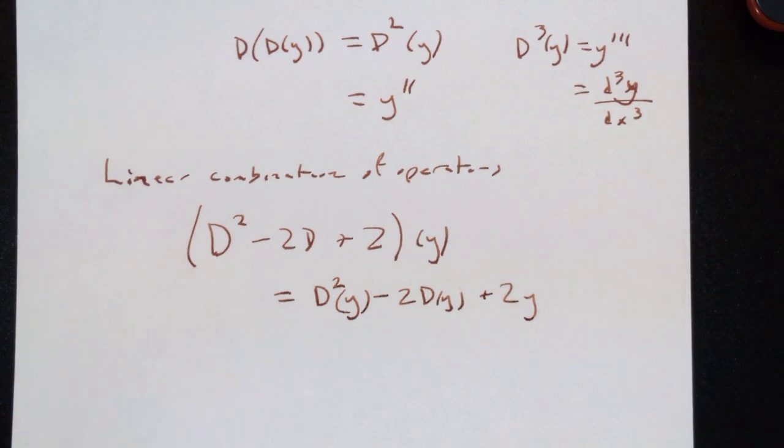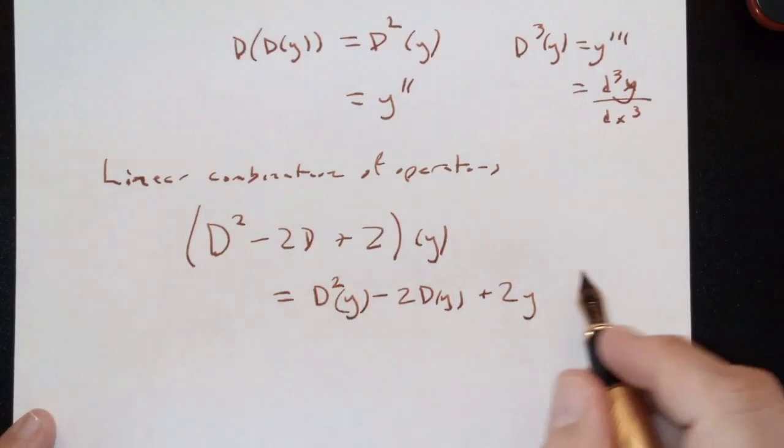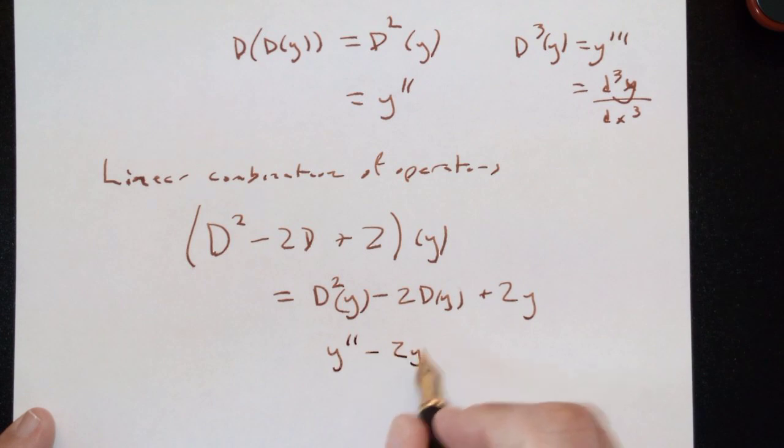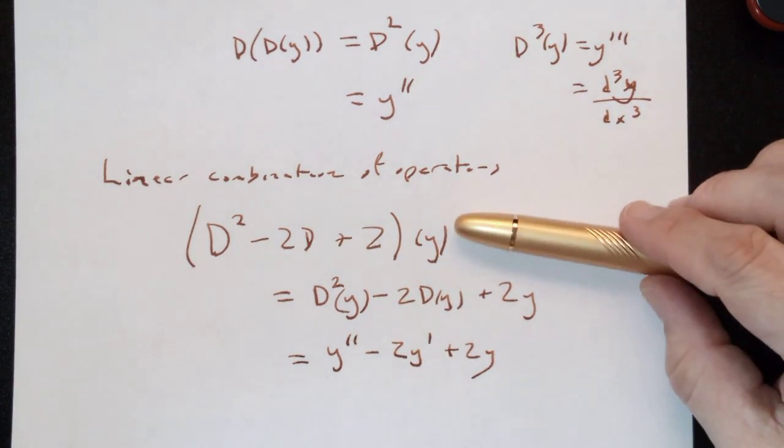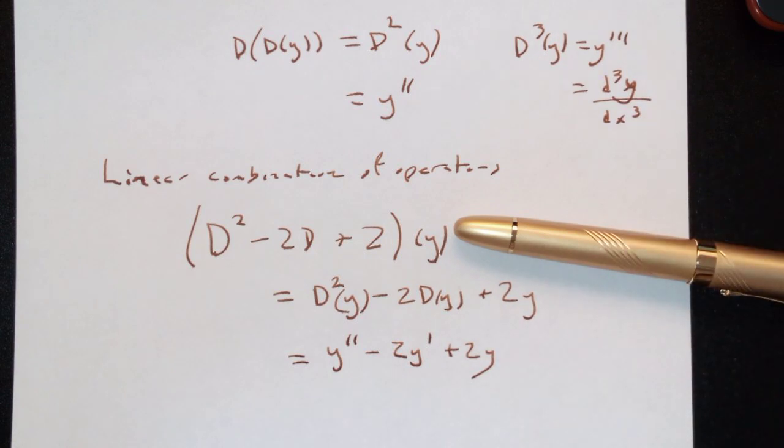Okay, first question. D of y means? And D squared of y means? Which makes this y double prime minus 2y prime plus 2y. The expression up here is an operator version of my differential equation. Take the second derivative, subtract 2 times the first derivative, add 2 times the function.